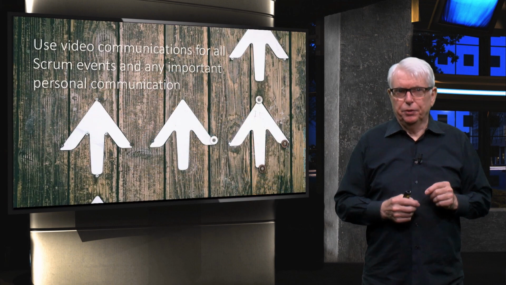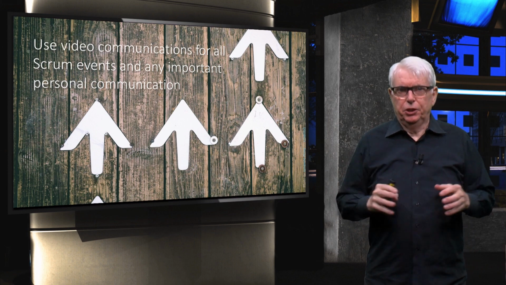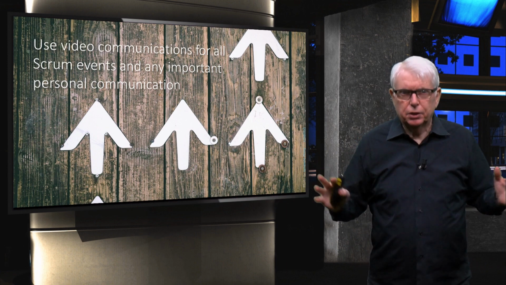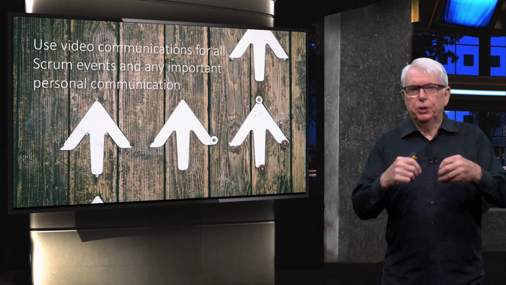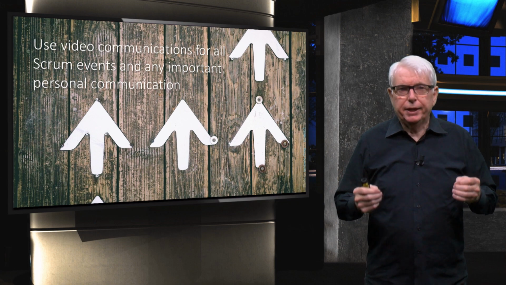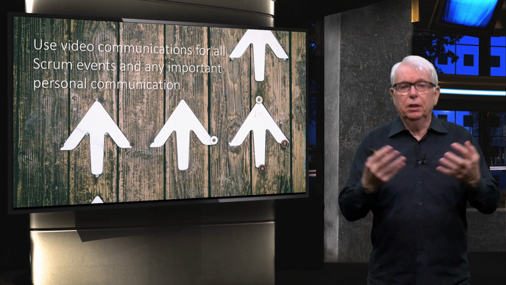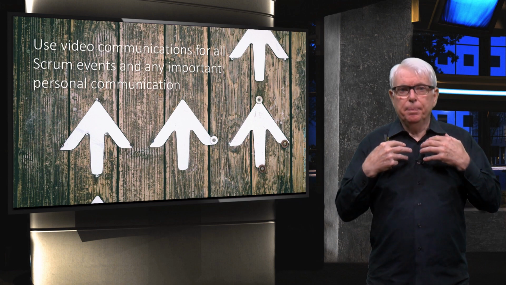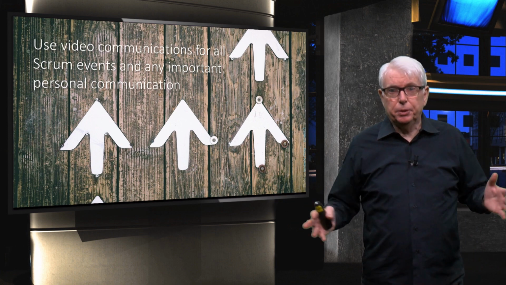The second most important thing that we find is using video communications. We use video communications for almost everything, certainly all the Scrum events, any important personal communication. We don't call people on the phone. We get them on either Google Hangout or Zoom or Skype video. We get the video working. You want to see the person. You want to feel how they are. That works much, much better than phone communications or email communications or anything else.